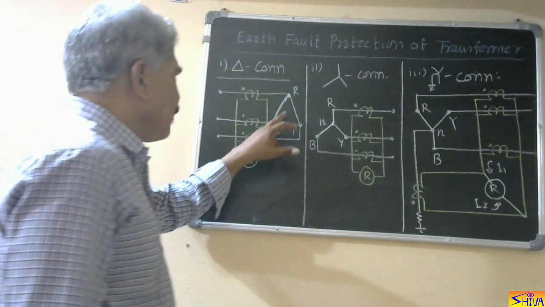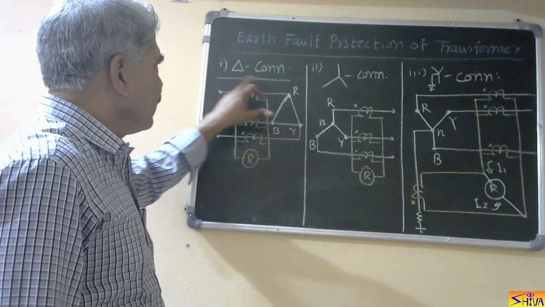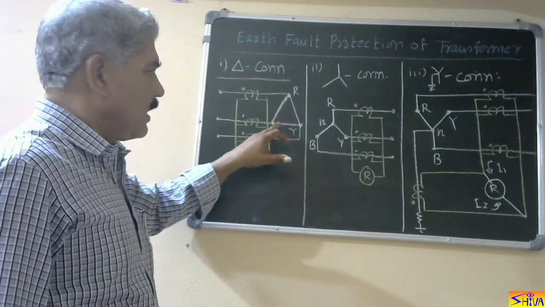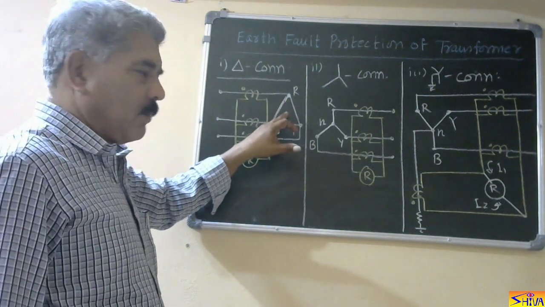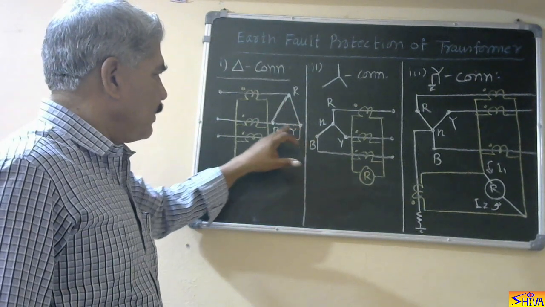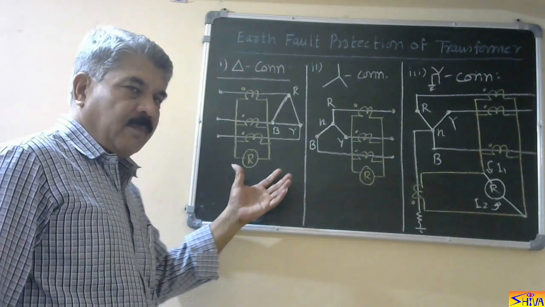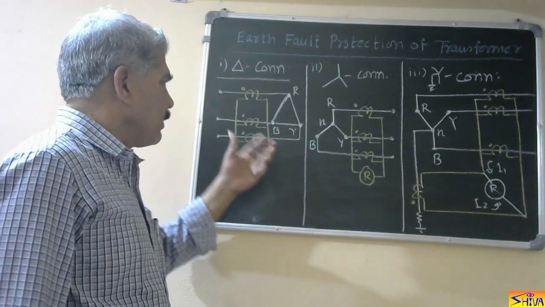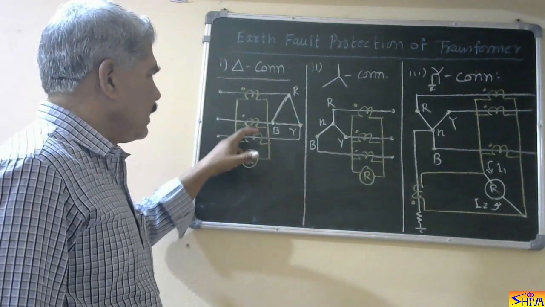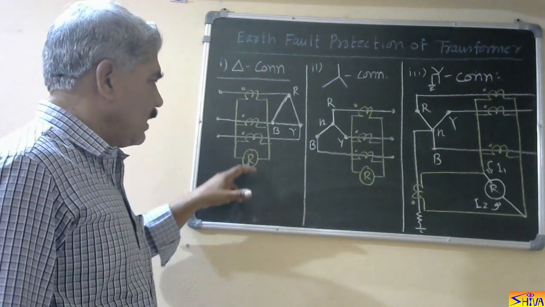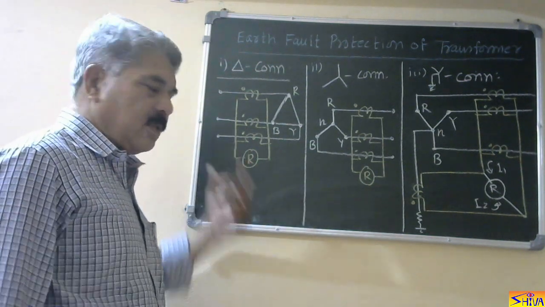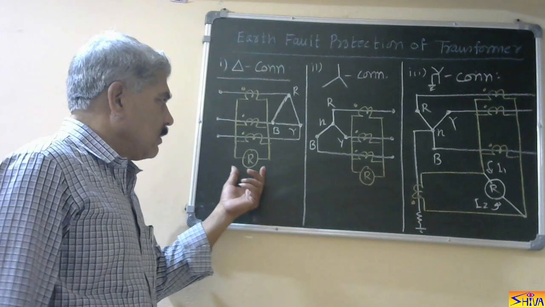Now when transformer is connected in delta, first is delta connection. This is delta connected transformer. I am not showing the winding. This is R phase, Y phase, B phase connected in delta. So for earth fault protection of this transformer, we are using 3 CTs, one in each line, and connecting the relay in the residual circuit of these CTs.